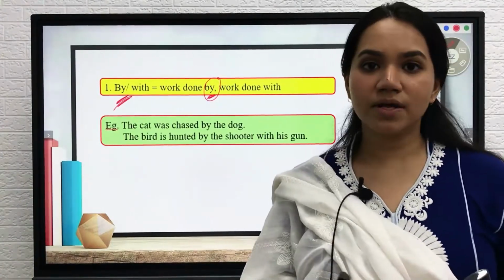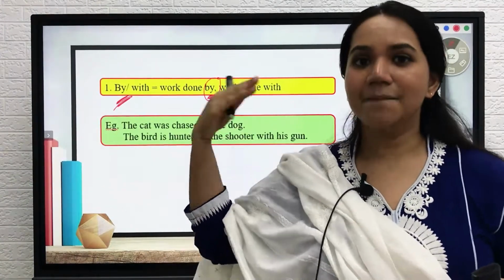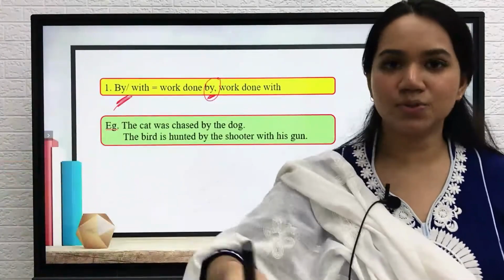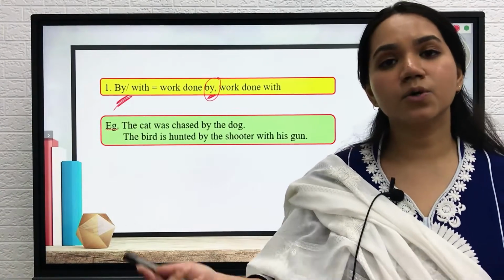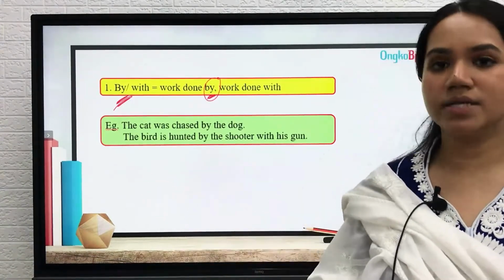So, what does the word with mean? With means whenever we both work together. By means when someone helps you to achieve or to do something. And with means whenever you both work together and finally you achieve something.